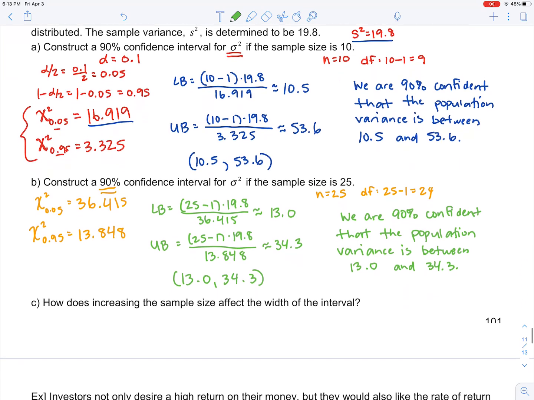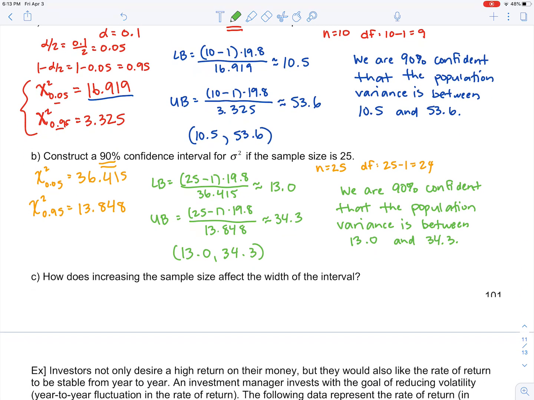So notice that these were both 90% confidence intervals. Part A, the sample size was 10. Part B, the sample size was 25. So Part C is asking us to compare. How does increasing the sample size affect the width of the interval? Well, you can see that the second interval we found is actually a smaller interval. So the width of the interval has decreased, which makes sense, of course. The larger the sample size, the more accuracy we're going to have. So let's write that down as well. Larger sample size, more accuracy.